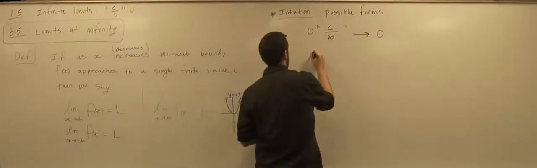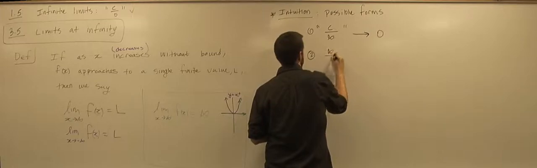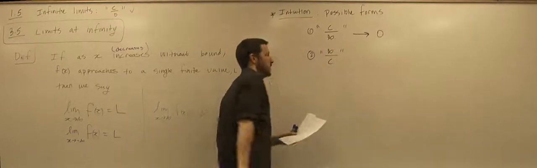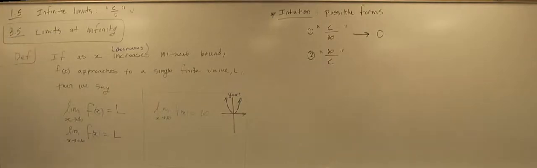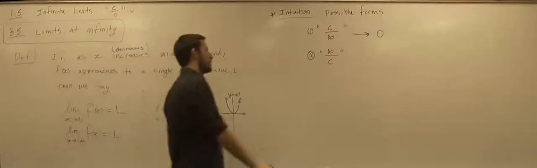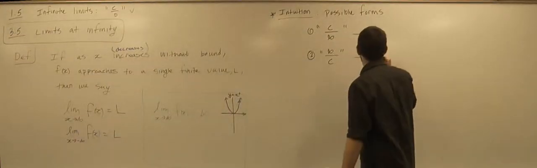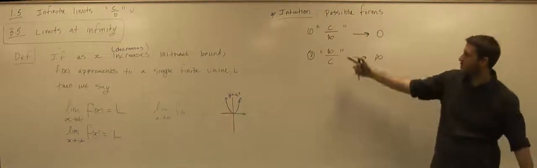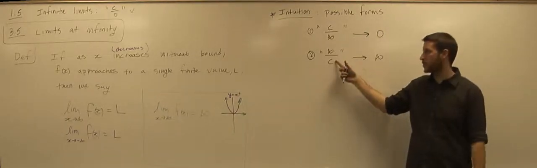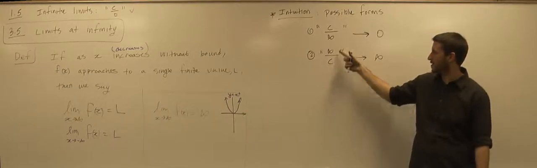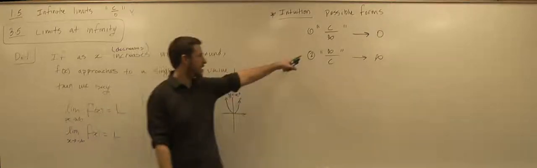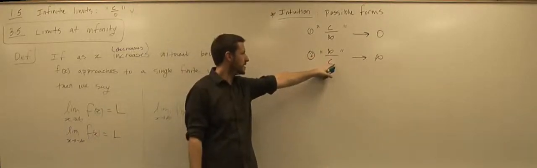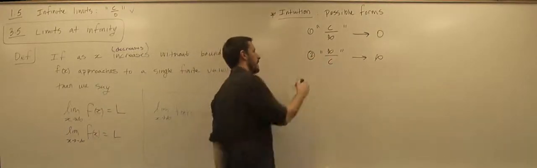What about the other way around? Infinite value over a constant. This goes to infinity. If you take $1,000,000, divide it among 2 people, you guys are rolling pretty deep, right? So as the top gets bigger, if the bottom stays constant, then you're going to infinity.